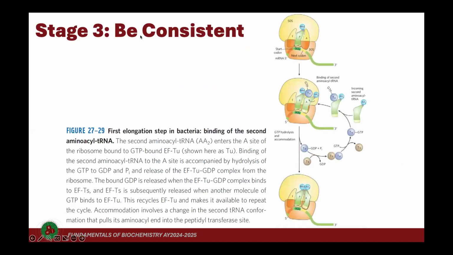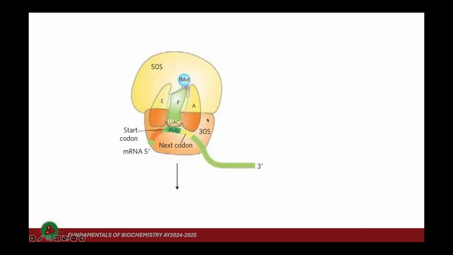Okay, so now we are in the elongation step. So this is an overview. Again, the process repeats itself as long as there are amino acids being added to the growing polypeptide chain. So let's look at the first picture here, which is the initiation complex basically. So what happens here is that the A site is empty, right?